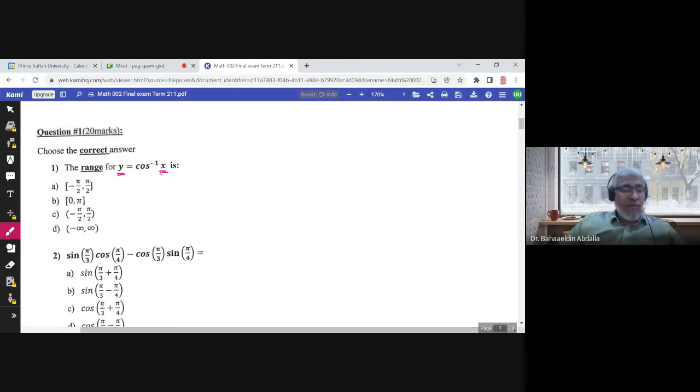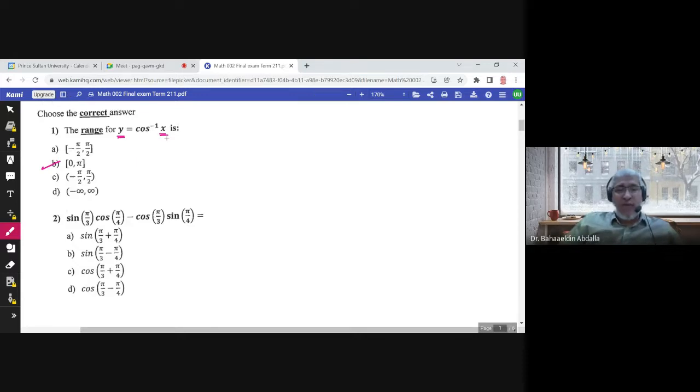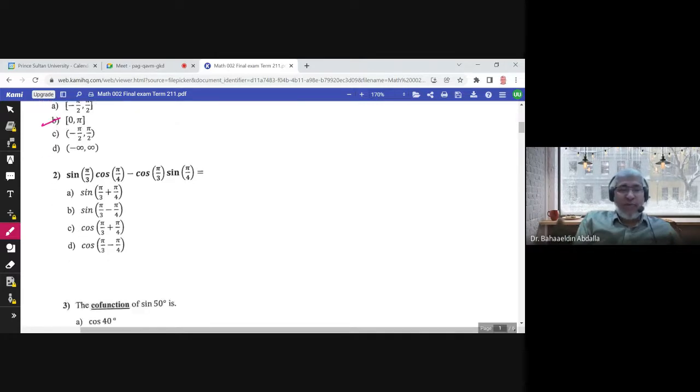In section 5.7, we chose a specific domain of cosine in which cosine is a one-to-one function, because we cannot talk about the inverse if the function is not one-to-one. This is the domain we chose for cosine x. In this domain, from 0 to pi, cosine is one-to-one, and we can talk about cosine inverse x. The range of cosine inverse is equal to the domain of cosine, which is 0 to pi.